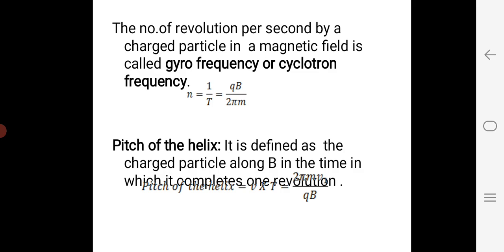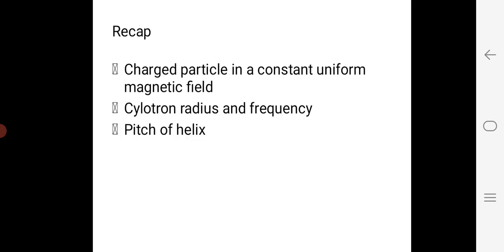Now let us know the pitch of the helix. It is defined as the distance traveled by the charged particle along B in the time in which it completes one revolution. So pitch of the helix is equal to V1 into T, which is equal to 2 pi m V1 by qB. So by this we understood the charged particle in a constant uniform magnetic field, the cyclotron radius, the cyclotron frequency and pitch of the helix.